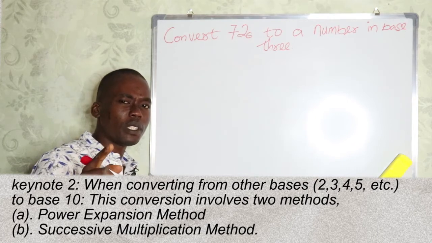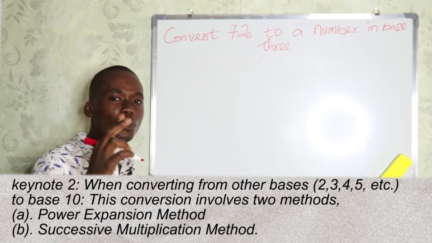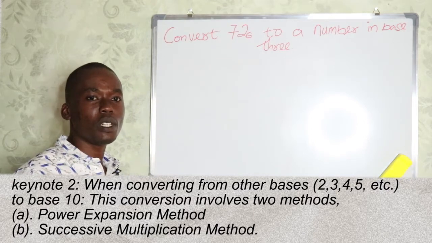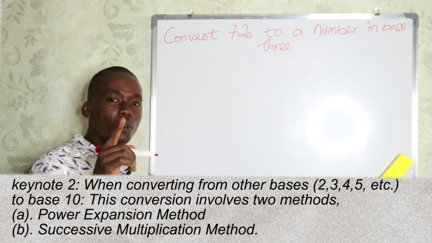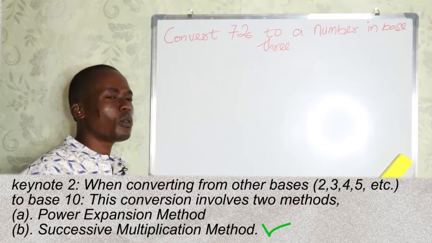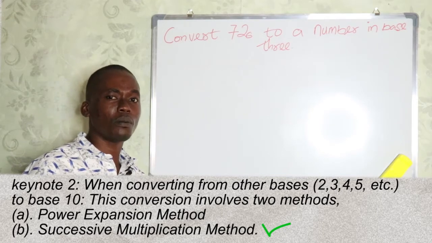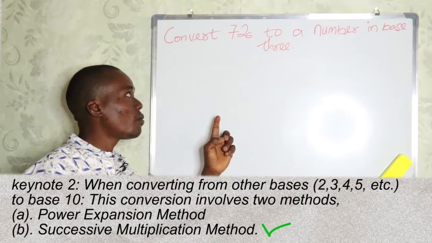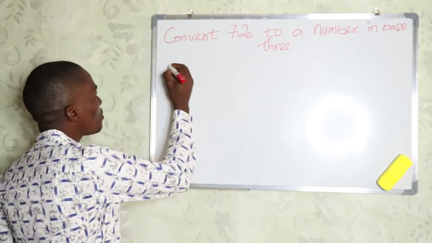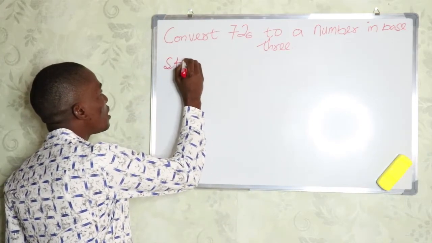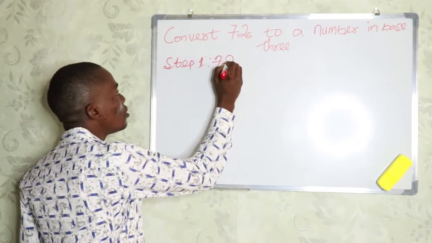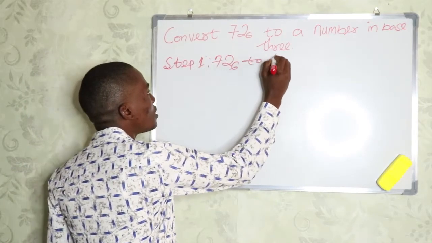Now, I told you under that keynote that you should use 2 methods, but for the sake of JAMB, because time is truly important, I will appreciate you use the successive method. Now let's look at how to go about using the successive multiplication method to convert 72 base 6 to base 10. First of all, step 1, convert 72 base 6 to base 10.